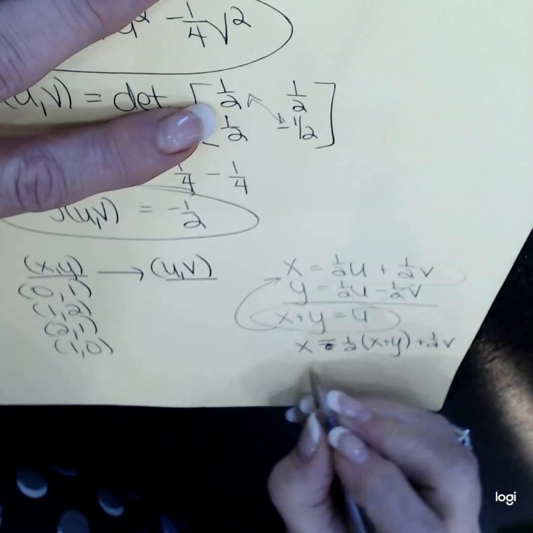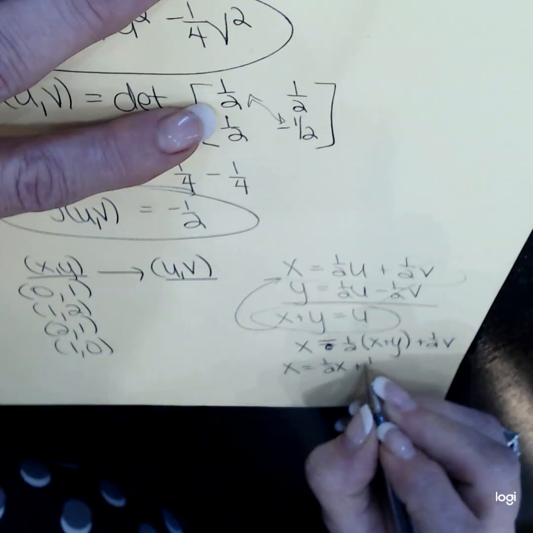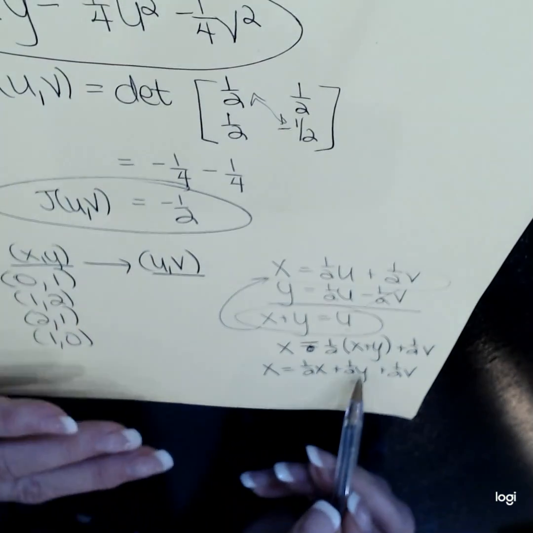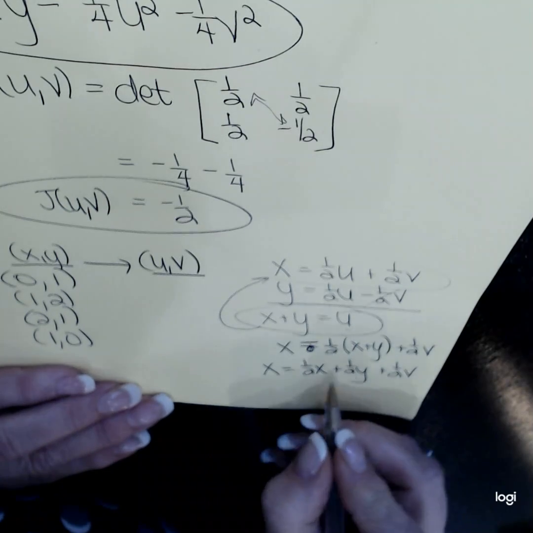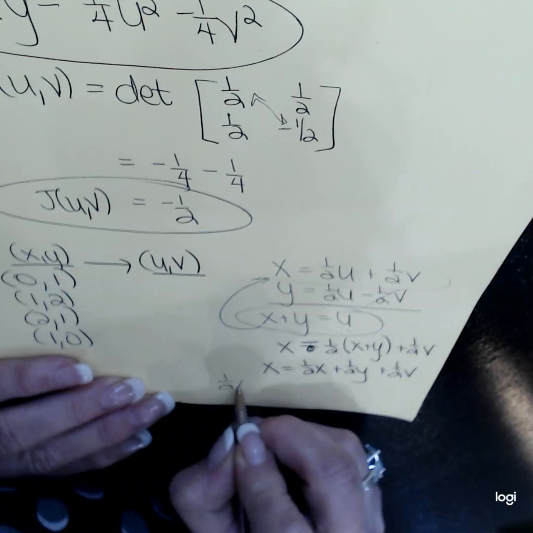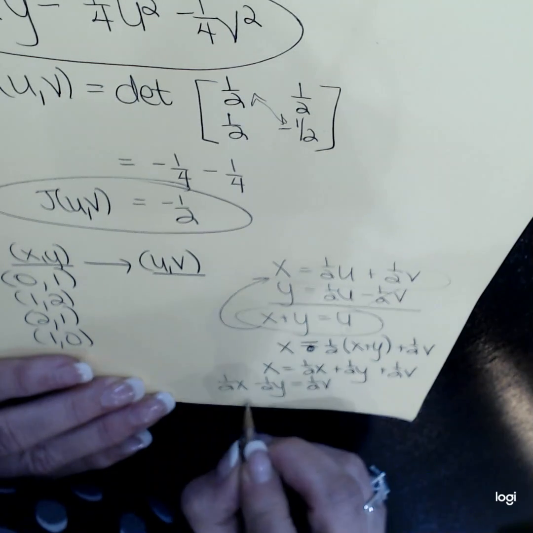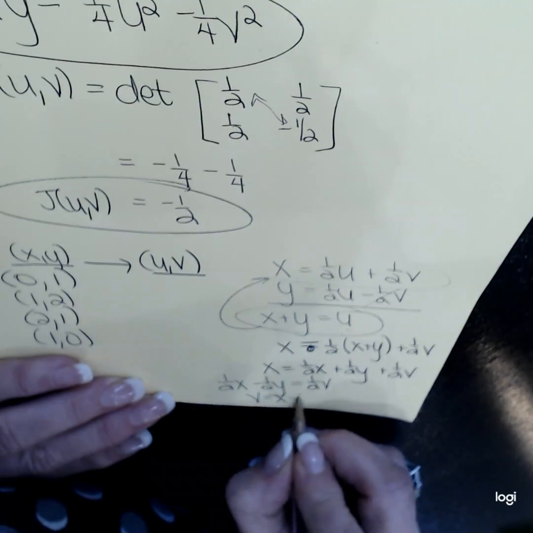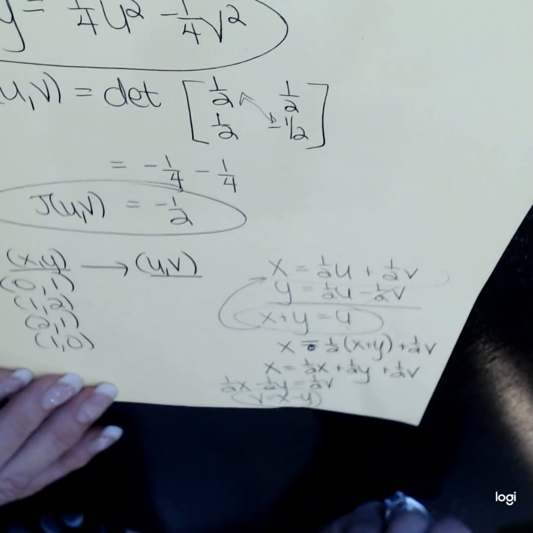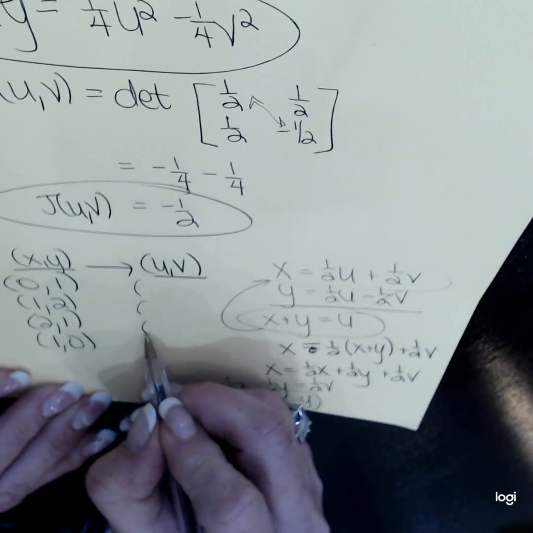So I can solve this for v. x is equal to 1/2 x plus 1/2 y plus 1/2 v. Let's go ahead and move these two over to this side by subtracting. And I get 1/2 x minus 1/2 y is equal to 1/2 v, or v is simply equal to x minus y. So I have my two equations here. u is equal to x plus y, v is equal to x minus y, and I can go ahead and get my ordered pairs here.